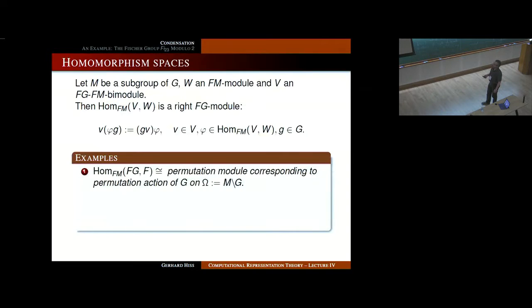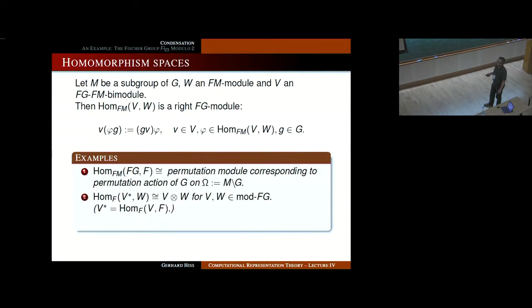And then it's easy to see that if you apply this to the subgroup M, and the module W is just the trivial module, and V is the group algebra, you get the permutation module corresponding to the action of G on the right cosets of M.